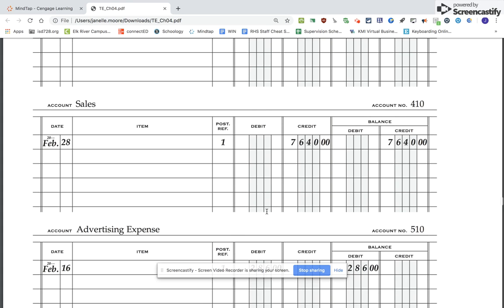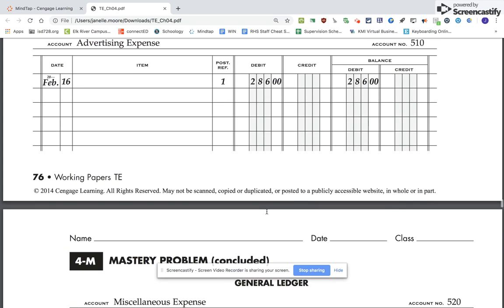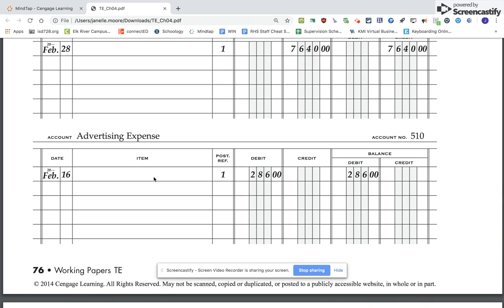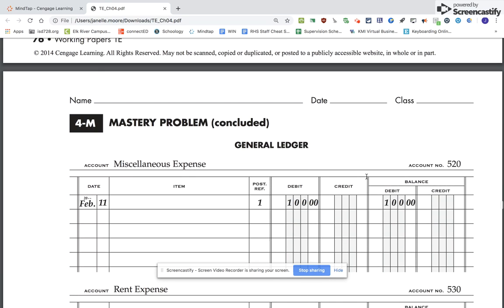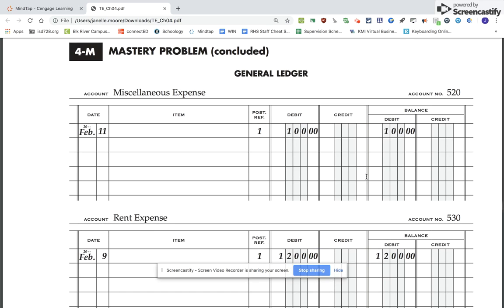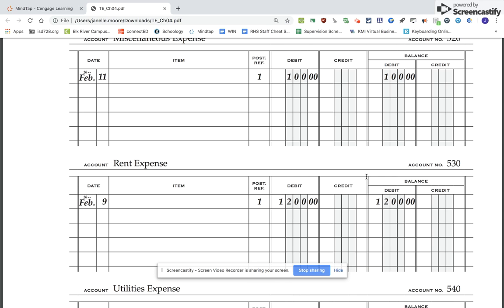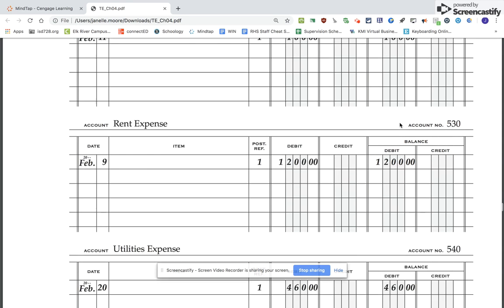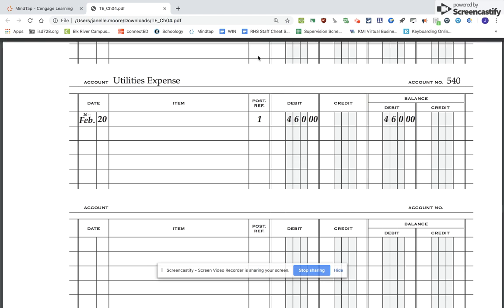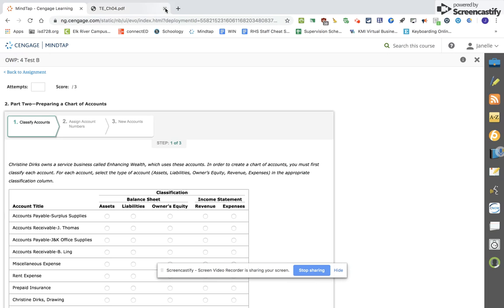I already went through sales, and then I'll just show a couple of expenses, but expenses are all going to be the same. It looks like on February 16th, we owed advertising expense in the amount of $286. So therefore, that account has a debit normal balance of $286. And then all the other expense lines are similar. We're just putting in a debit to the general journal, therefore a debit in the ledger and a debit normal balance account. So that is a quick overview of the mastery problem.